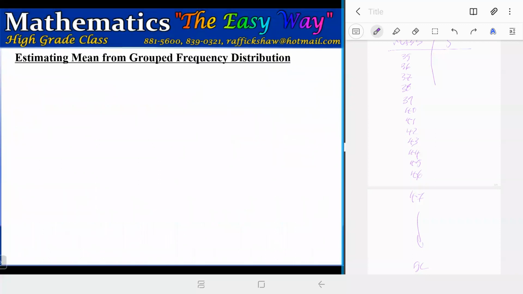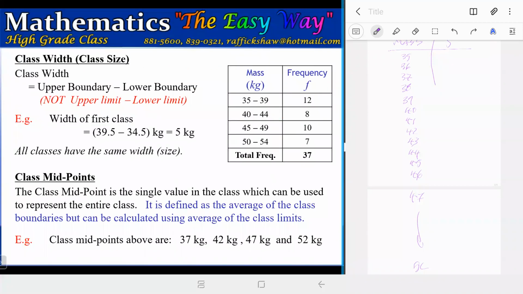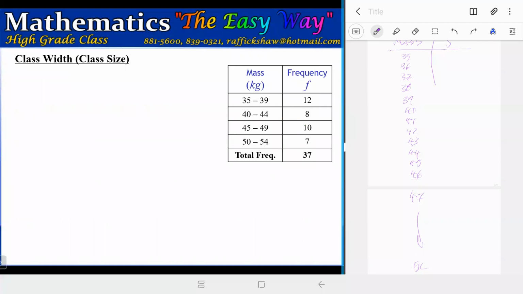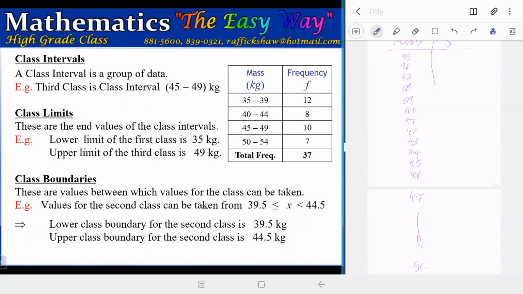So these are the things that I want you all to know. I'm not going to get into the statistics yet. Estimating the mean, I'll do in the next class. But I want you to get familiar with the terminologies that I gave today for the grouped data. So I want you to watch over the video. All right?